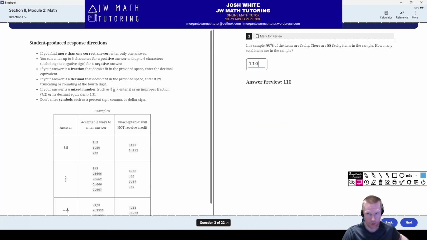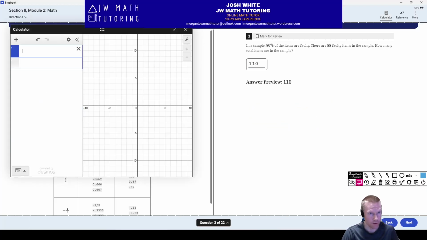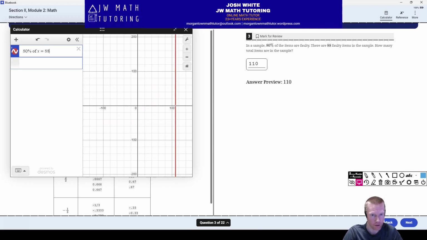However, you can also, of course, go straight to Desmos, and you can type in 80% of x, that's what we're solving for, equals 88. Now, I don't see anything on the screen. Well, that's because I have to zoom out a little bit. There's my vertical line at 110. That tells me the solution. So again, with these percentage problems, you can literally just type it straight into Desmos, and it'll give you the answer.